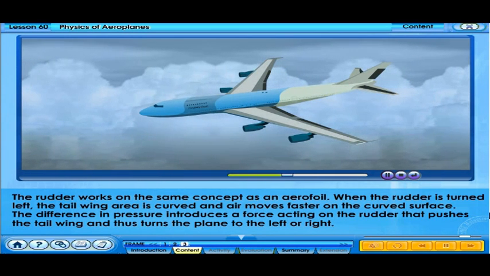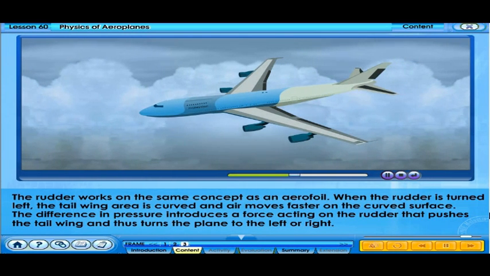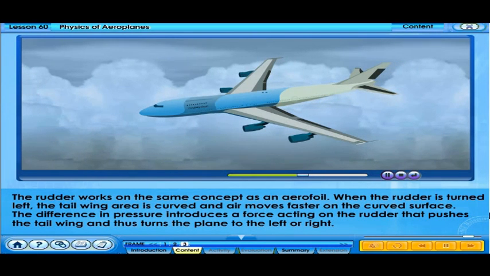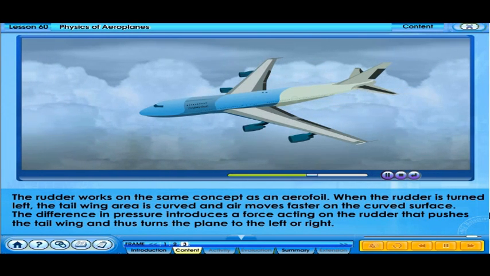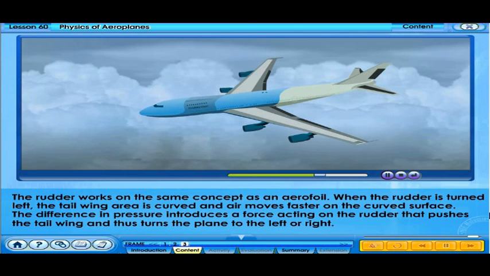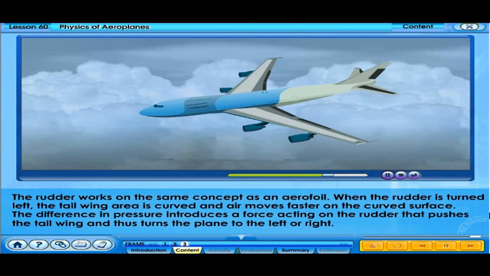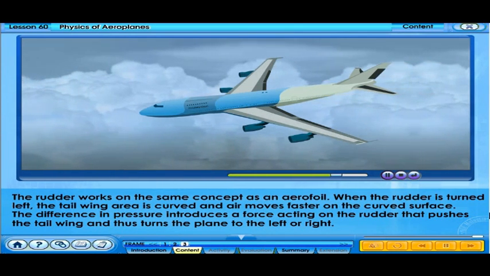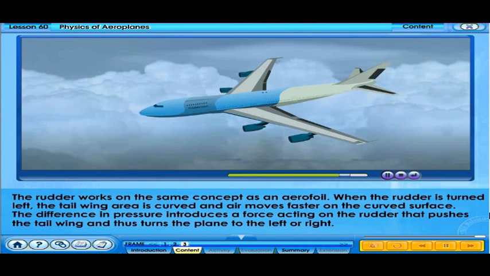When the rudder is turned left, the tail wing area is curved and air moves faster on the curved surface. The difference in pressure introduces a force acting on the rudder that pushes the tail wing and thus turns the plane to the left or right.